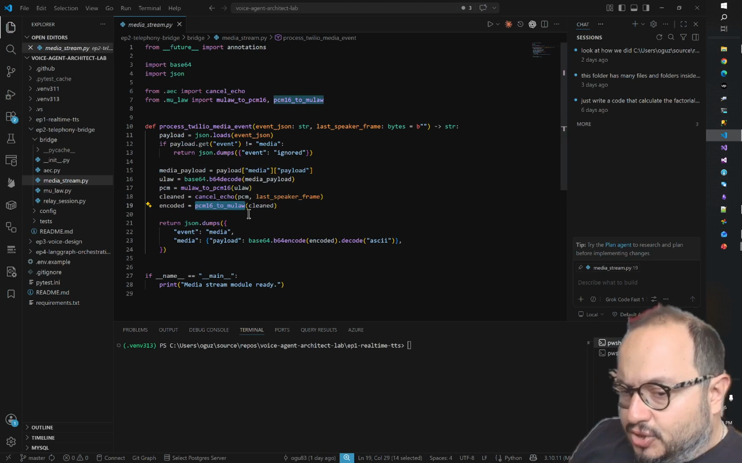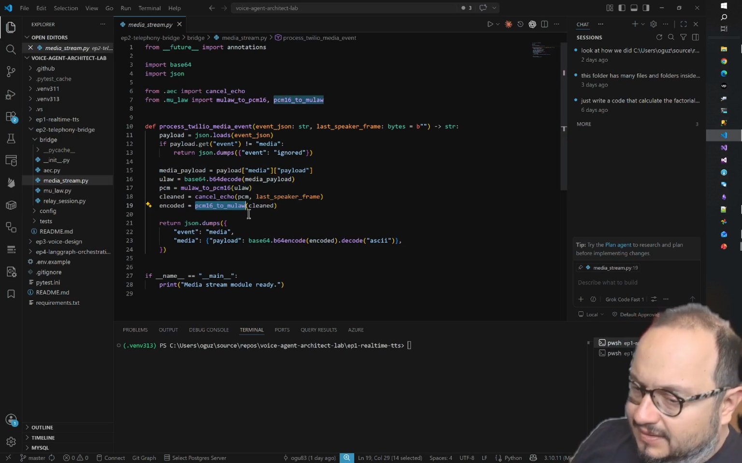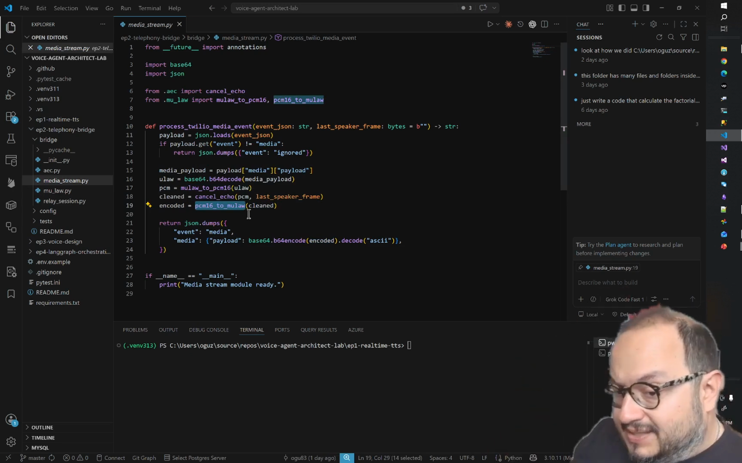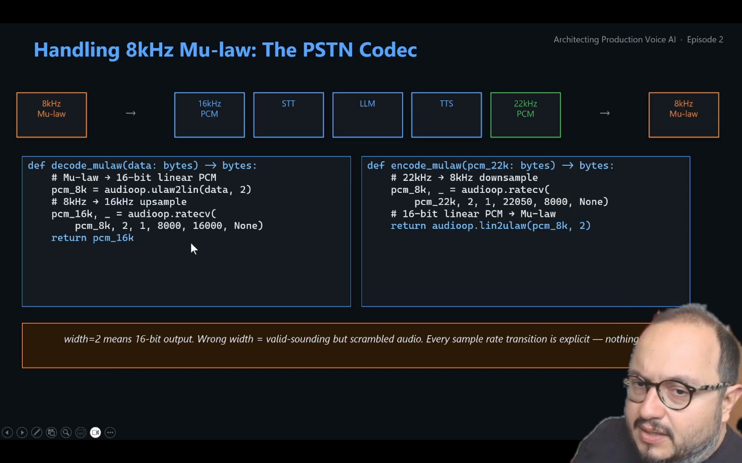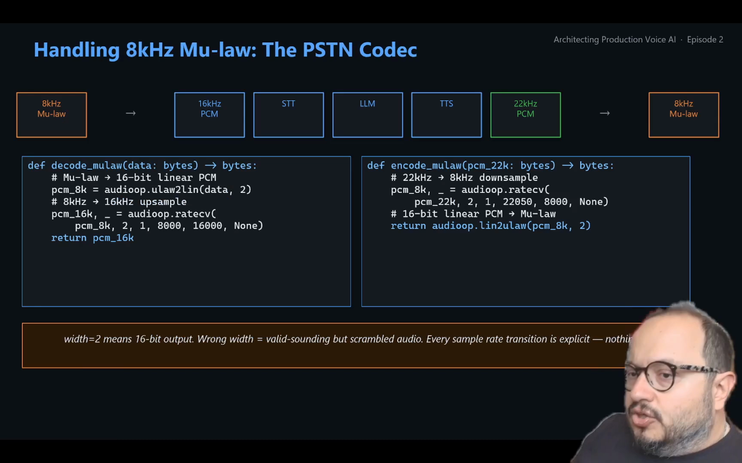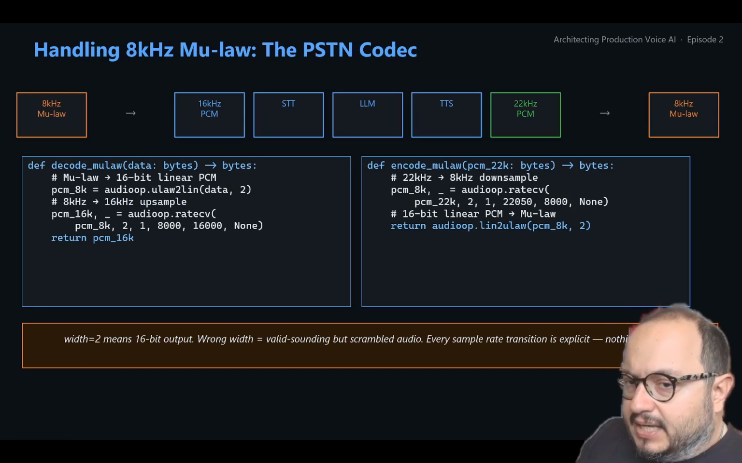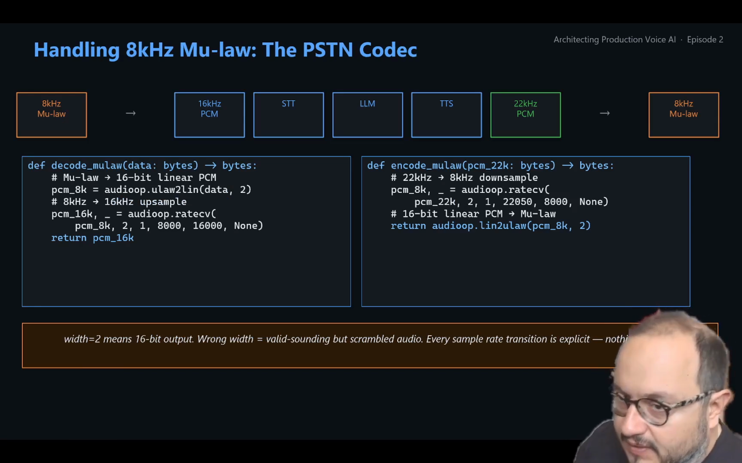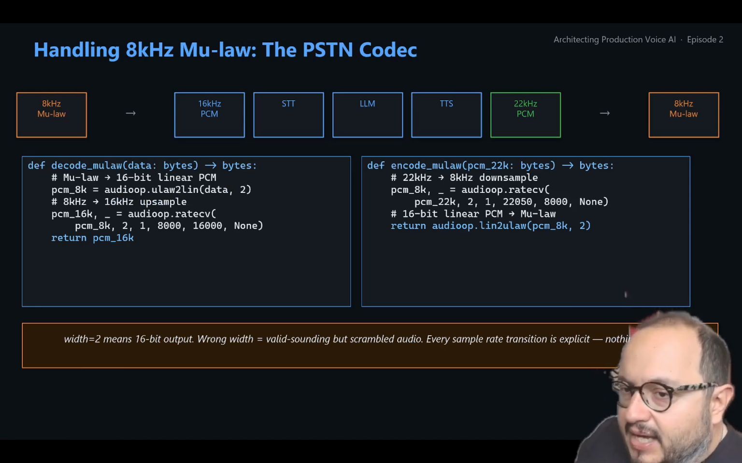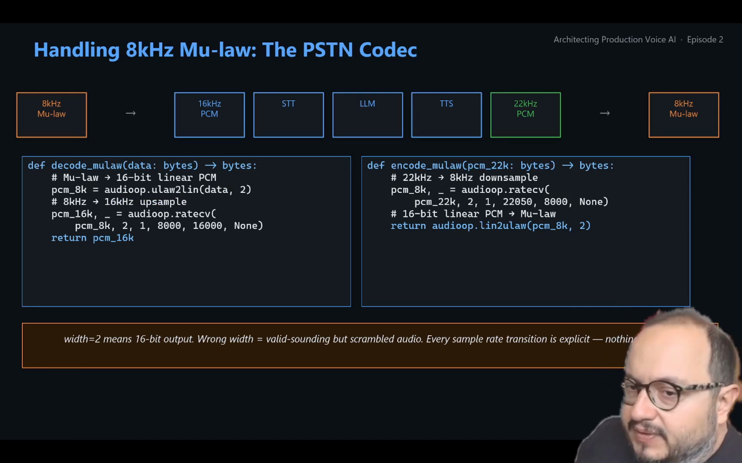Now let me show the mu-law codec in detail, because getting this wrong is the most common reason voice proxies silently fail. Mu-law is a companding codec. Companding means compress and expand. You compress the dynamic range during encoding and expand during decoding. The goal was to maximize voice quality over limited bandwidth like telephone lines. At 8 kHz, a 16-bit mu-law sample takes 8 bits, half the space of linear PCM.